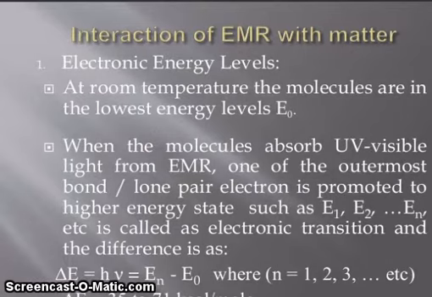Interaction of EMR with matter, electronic energy level. At room temperature, the molecules are in the lowest energy level, E0. When the molecule absorbs UV visible light from EMR, one of the outermost bond or lone pair electrons is promoted to a higher energy state, such as E1, E2, En. This is called the electronic transition, and the difference is delta E is equal to h nu, En minus E0, where n is equal to 1 to 3.